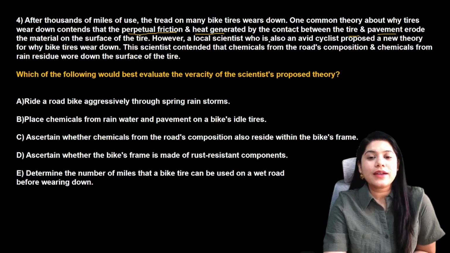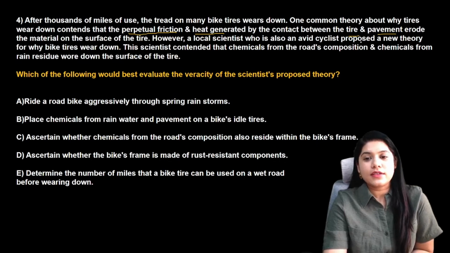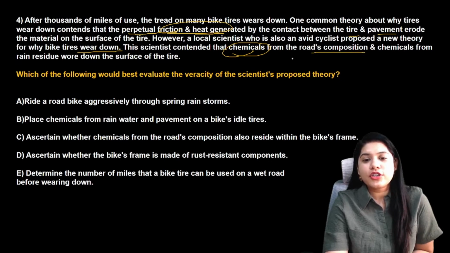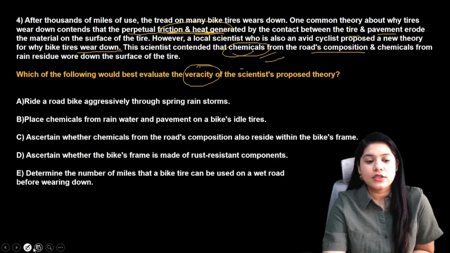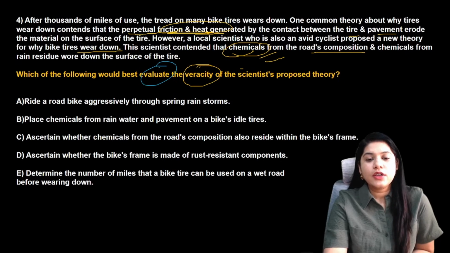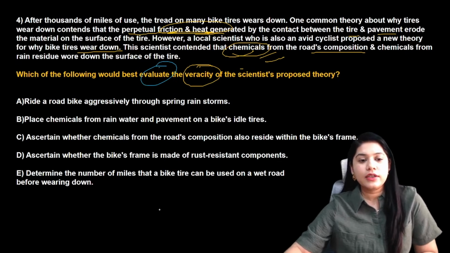However, a local scientist who is also an avid cyclist proposed a new theory. The scientist is saying it's not because of these reasons that tires wear down. The scientist contends that chemicals from the road's composition and chemicals from the rain residue wear the tires down. So it's not the friction, but the chemicals. So how do we figure out if it's the chemicals or the friction and heat? What is the right reason? You have to evaluate that. So which option will help you in finding the correct answer?